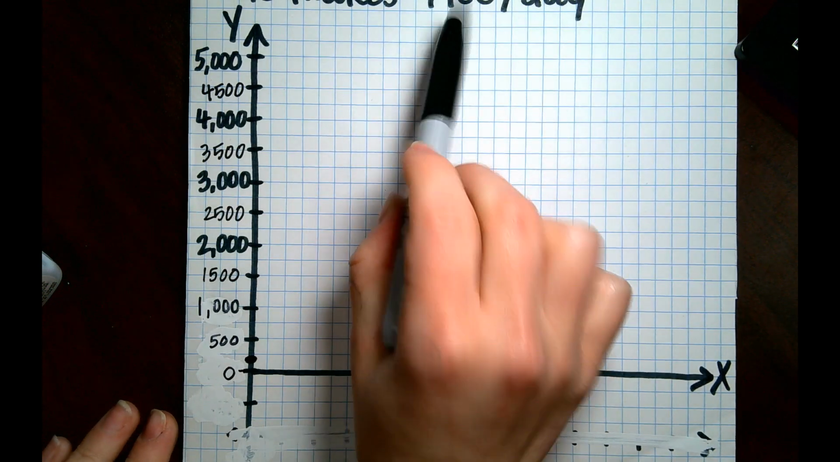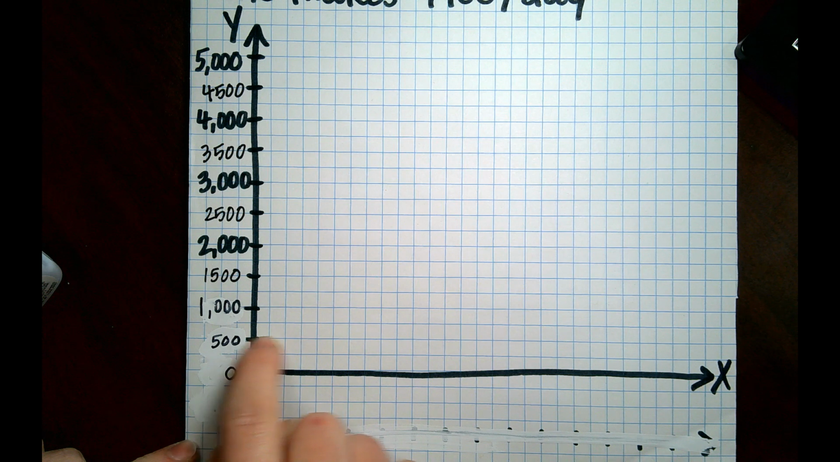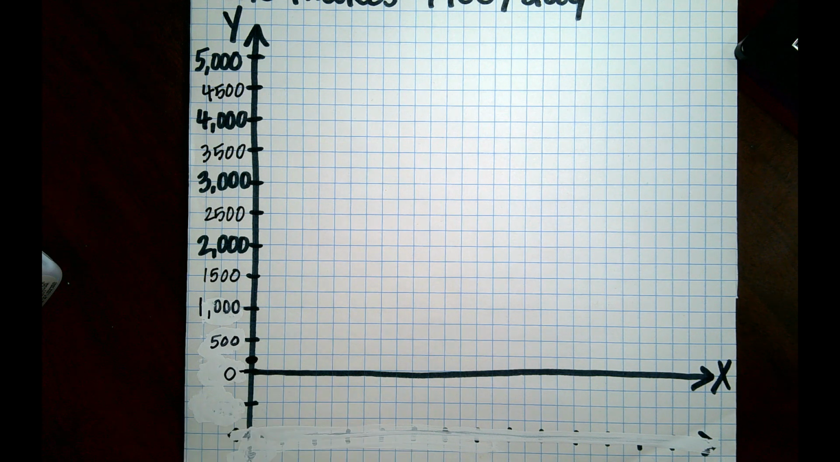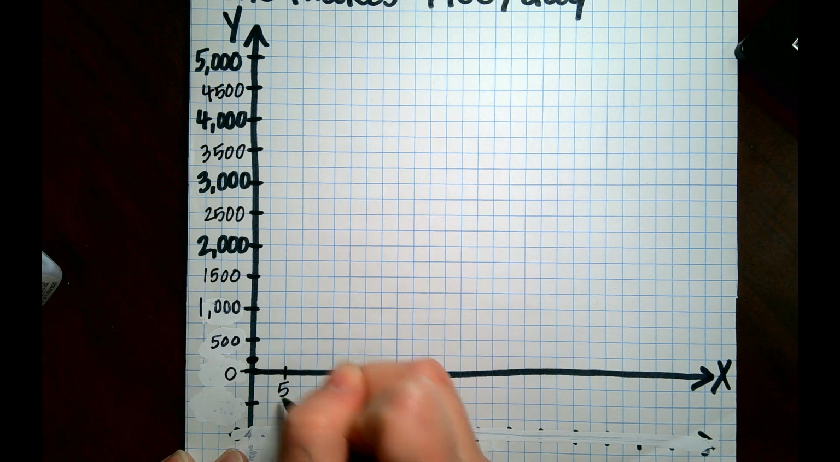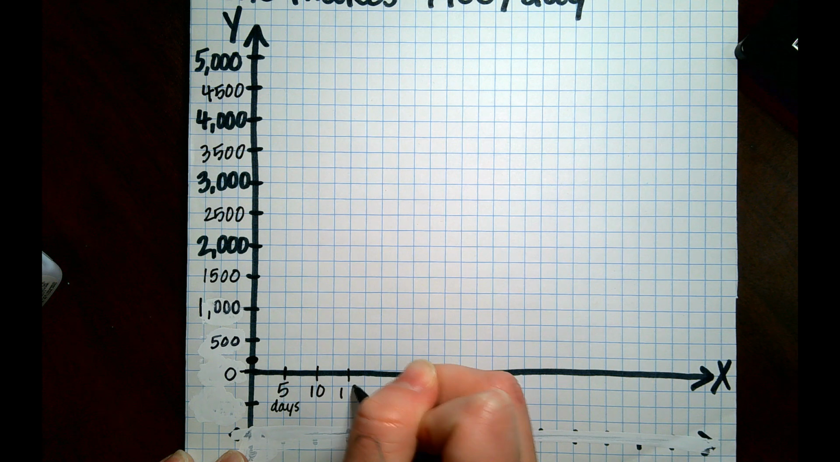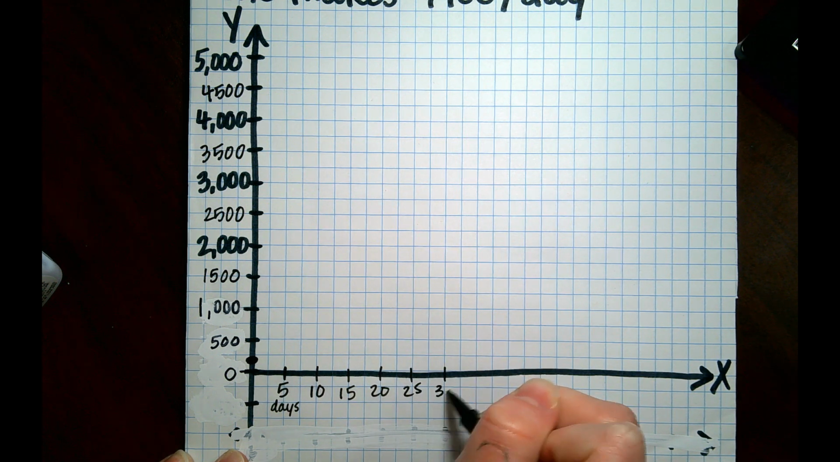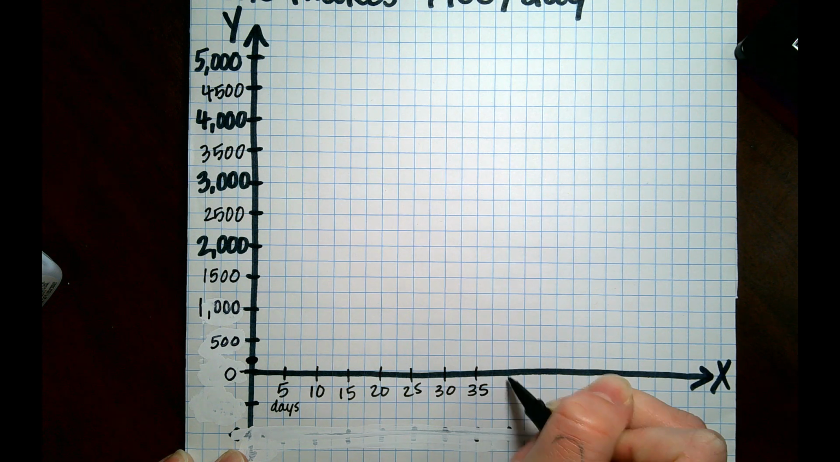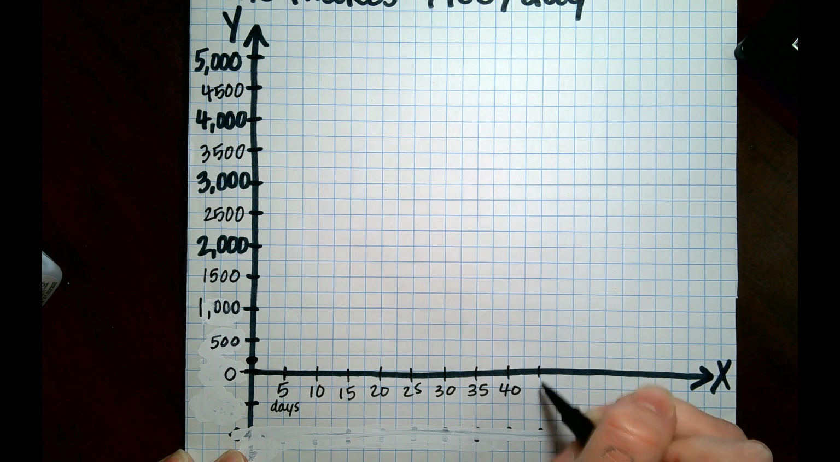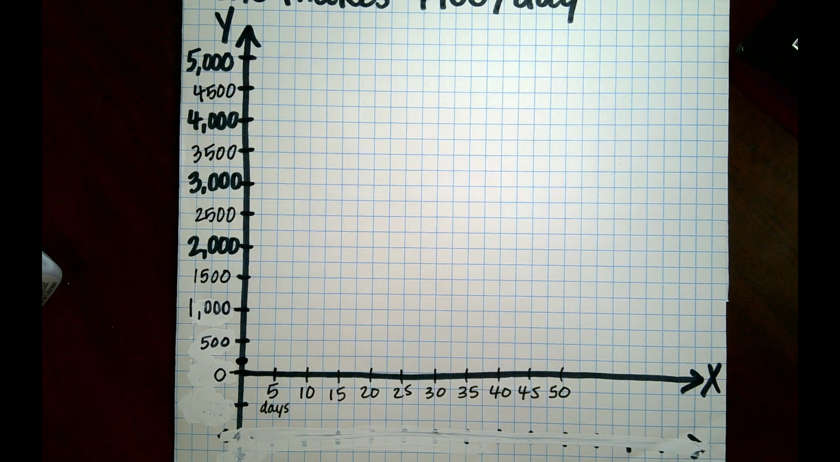Now, if she makes 100 a day, let's say that 500 more would be at 5 days. So I guess we'll say 5 days, 10 days, 15 days, 20 days, 25, 30, 35, 40, 45, 50. That's how long it's going to take, in days.